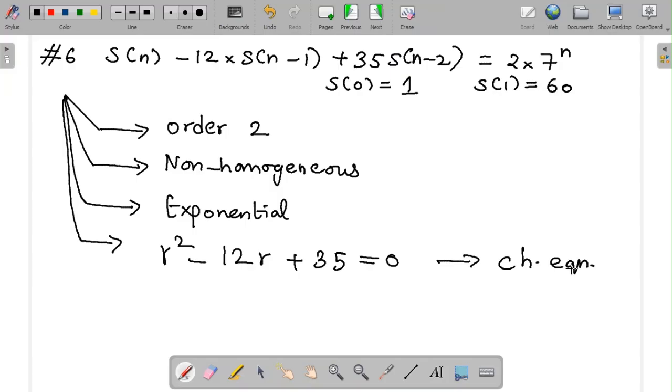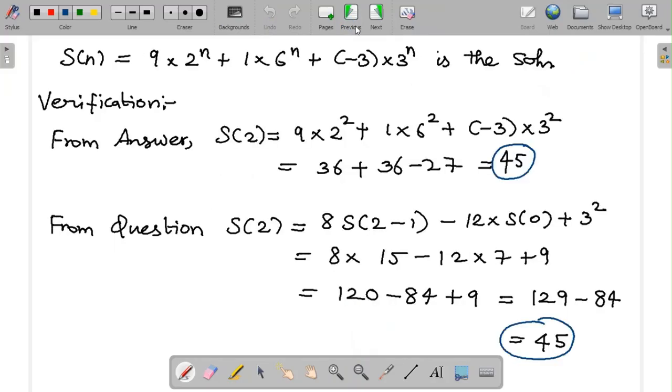Now the interesting thing to note here is that this equation will have 5 and 7 as the roots, and this 7 is also a factor of the function on the RHS. Now, this was not the case in the previous problem where we had 2 and 6 as the roots and the RHS was 3 power n. So they had nothing to do with 2 and 6.